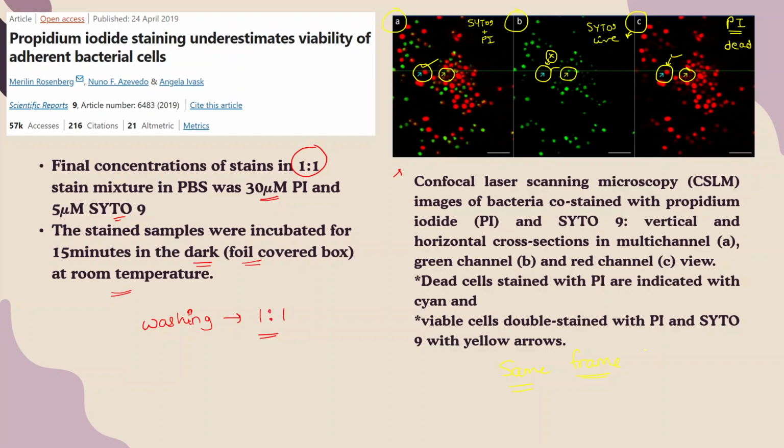At a constant frame we see what amount of cells are dead and what amount of cells are live. The merged picture, the final picture, gives us the actual representation of the cell viability. In a similar way, this process can be utilized for fungal staining.